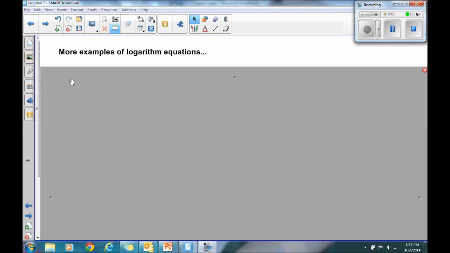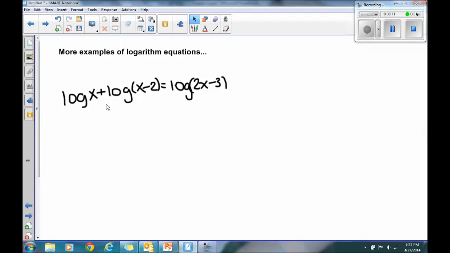This video is meant just to work through some extra problems and do some more examples of logarithm equations. As you get started, go ahead and copy down the problem, pause the video, work through it at your own pace, and then turn the video back on to see the solution and see the problem worked out. So go ahead and pause the video.